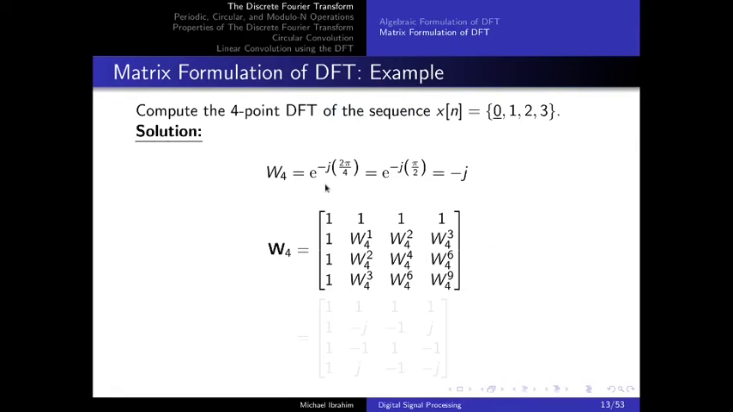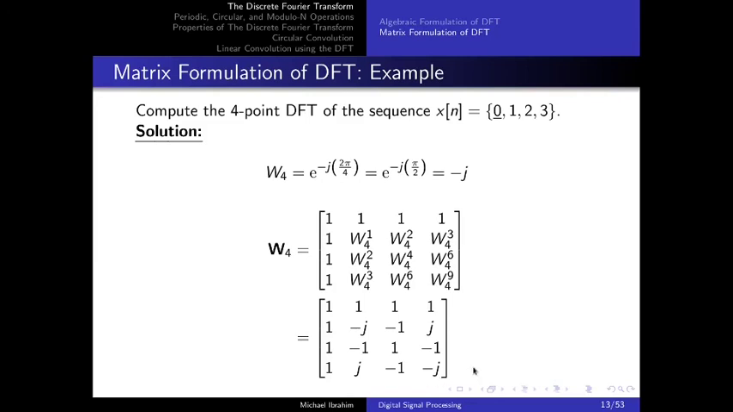Remember that W4 is e to the negative j pi by 2. So W4 to the power 1 will be minus j. W4 to the power 2 would be minus j squared, which is minus 1. W4 to the power 3 will be j. W4 to the power 2 will be minus 1. W4 to the power 4 is 1. W4 to the power 6 is minus 1. And here W4 to the power 3 is j. W4 to the power 6 is equal to W4 to the power 2, which is minus 1.